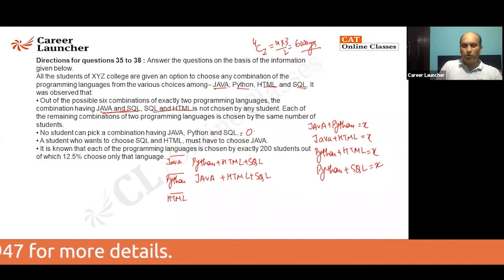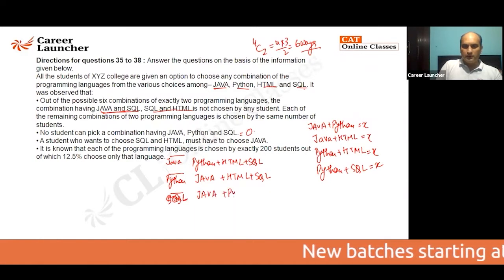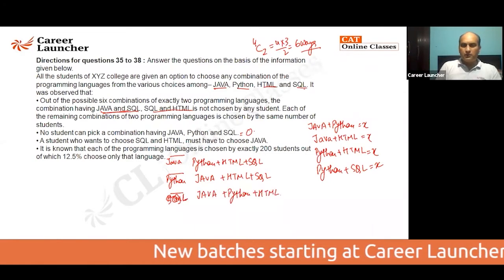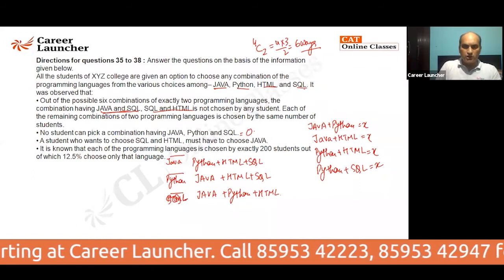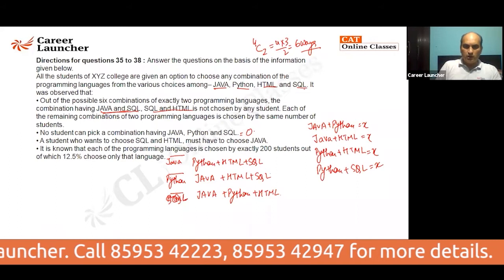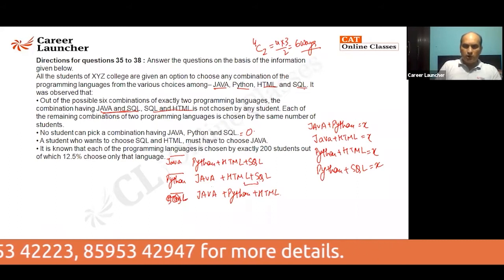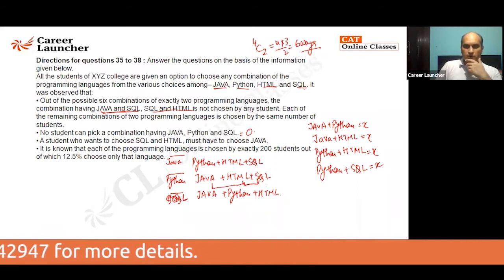So that one won't be there. So I'll say it is without SQL. Write it as without SQL. What can be the combination? It is Java plus Python plus HTML. So no student can pick this one. A student who wants to choose SQL plus HTML combination must have to choose Java as well. So SQL plus HTML must be going with Java. This is the only combination which is going to come there.